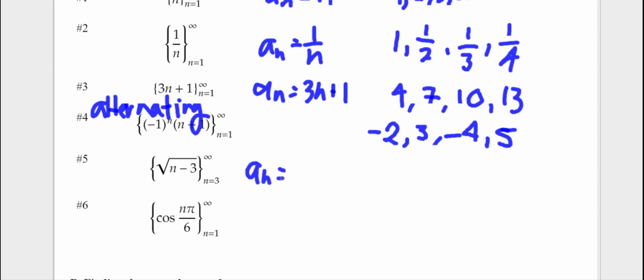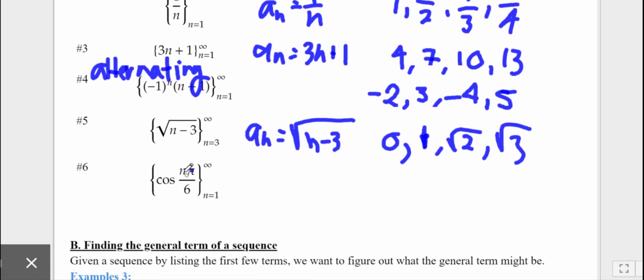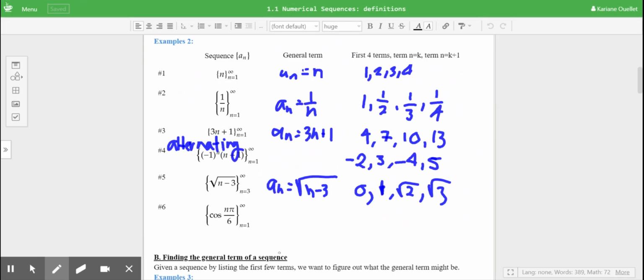Now the next one, also pretty simple, the square root of n minus 3. So we're going to start at 3, so your first term is going to be 0. Notice that I specified it start at 3 because otherwise we're going to get numbers that are not real. We don't want to deal with that. So after that we get 1, because square root of 1, then square root of 2, then square root of 3, and so on. I think I'll skip the cosine. We can deal with these things a little bit later.